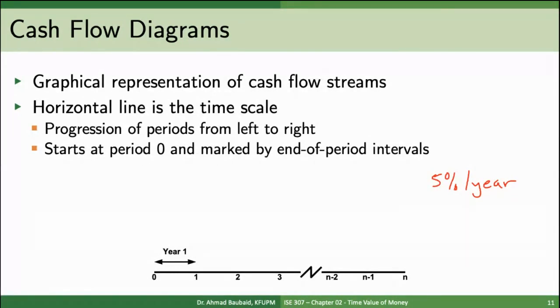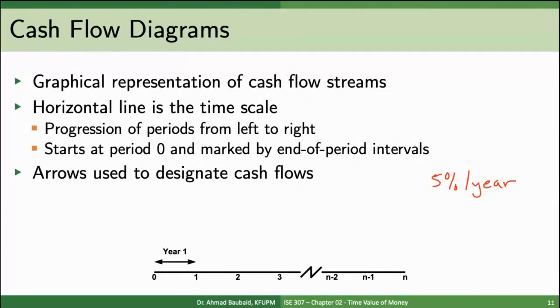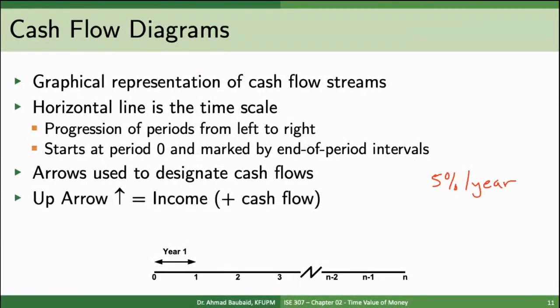And so the periods are going to increase from left to right. So time 0 is today, and then this is a year from now, 2 years, until n, whatever n is. N is going to be dictated by the problem. And we're going to use arrows to indicate cash flows. And these arrows are either going to go up, like this.